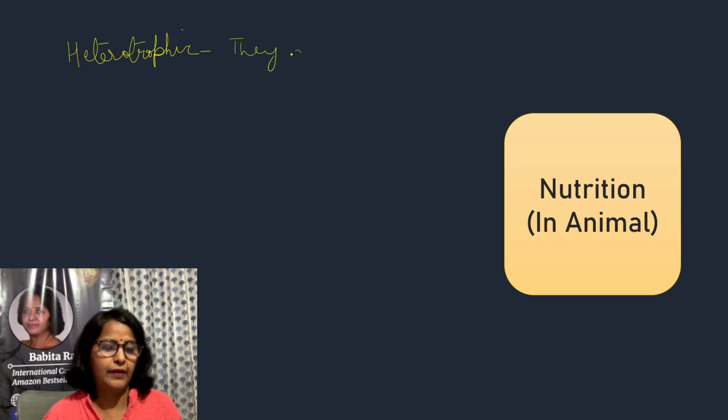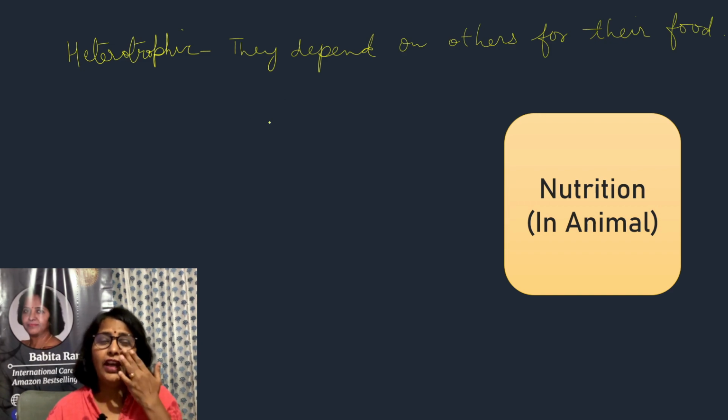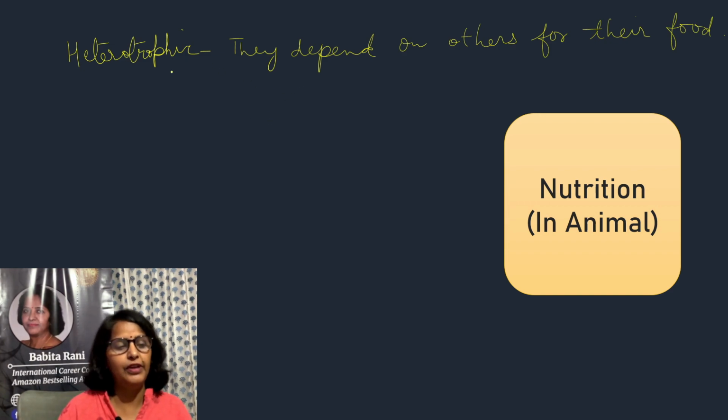They depend on others for their food. Heterotrophic mode of nutrition is again of 3 different types. One is parasitic.